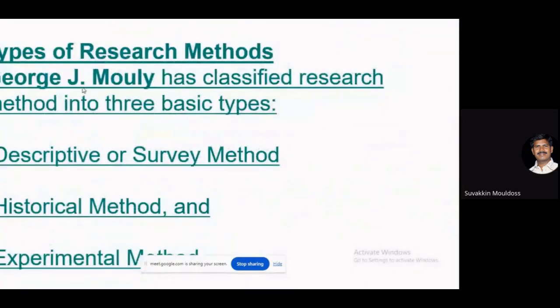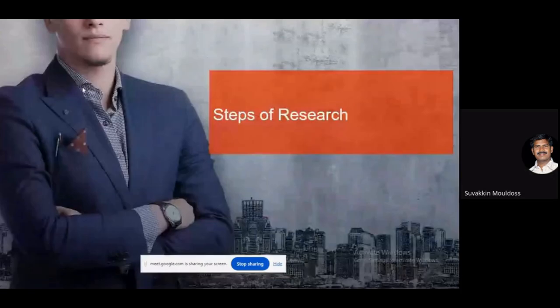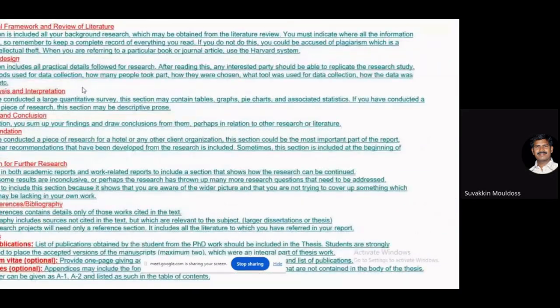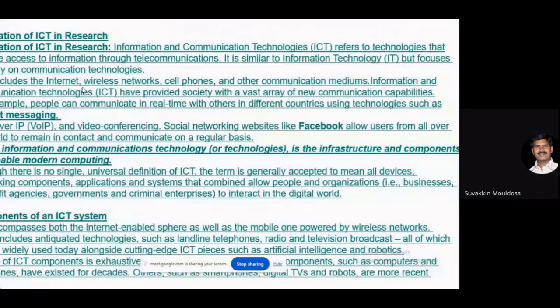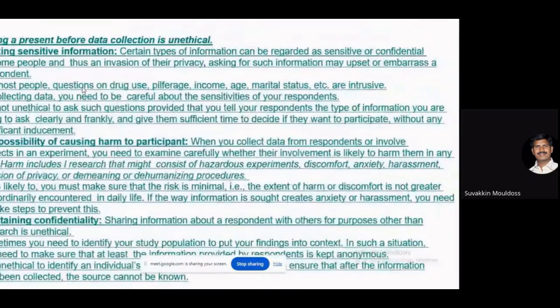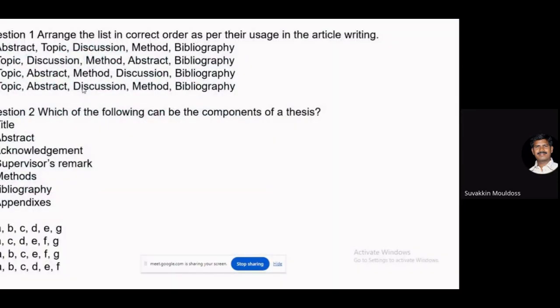Then we can come to the problem questions which were asked earlier. You go through everything, and we can work it all out later. I'll be giving these materials to your coordinator, then he'll be sharing them with you. Here, first question: arrange the list in correct order as per their usage in article writing. I think all of you are writing articles for your PhD. What kind of order do you have to follow?